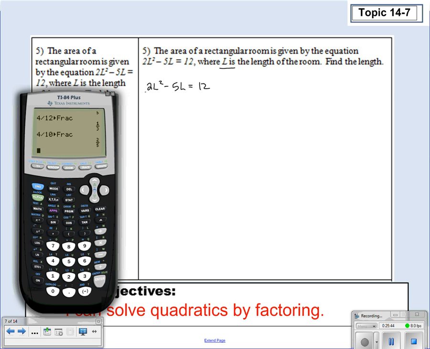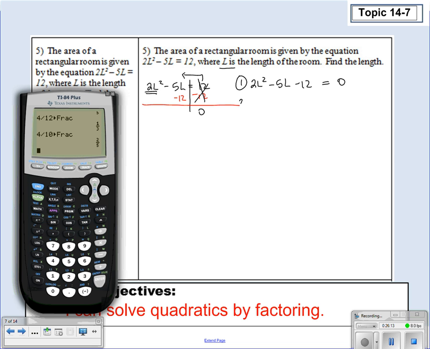Looking at our squared variable, it is already positive, so that tells us it's the 12 that needs to move to the other side. So we need to get the right-hand side equal to 0. Therefore, we're going to subtract 12 from both sides. And subtracting 12 from both sides, the right-hand side, 12 minus 12 equals 0, which is what we wanted. The left-hand side, we still have 2L squared minus 5L minus 12. So we have done our first step.